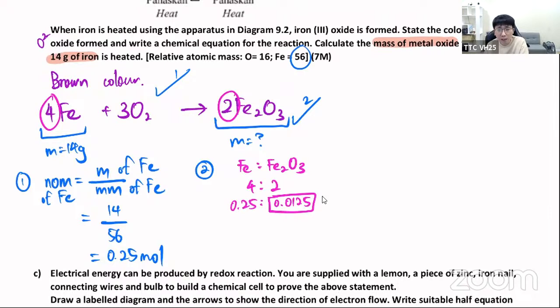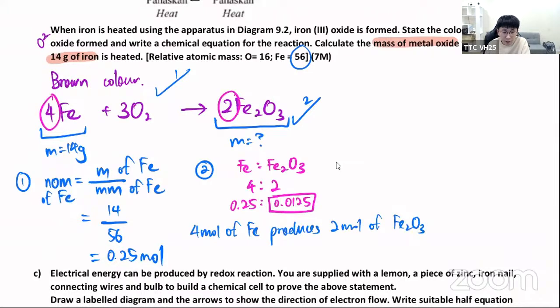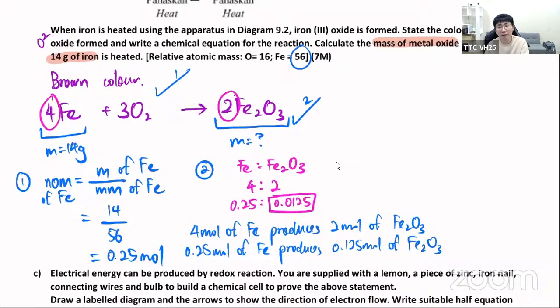The problem is that writing this ratio alone doesn't get marked. You're going to write in a sentence. How to get marks? You can say 4 mole of Fe produces 2 mole of Fe2O3. And then 0.25 mole of Fe produces 0.125 mole of Fe2O3. Like that, you can get 1 mark. The concept behind is supposed to be ratio.